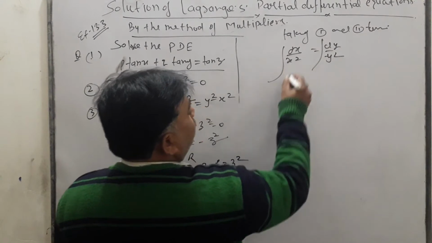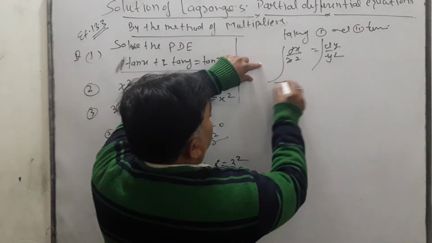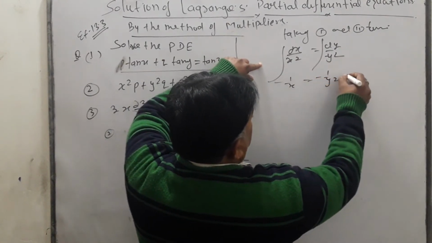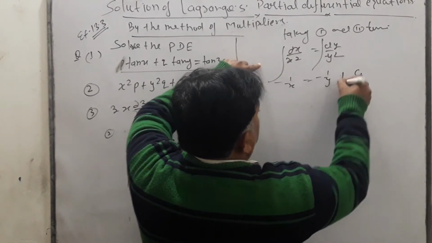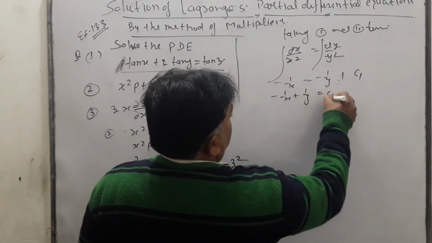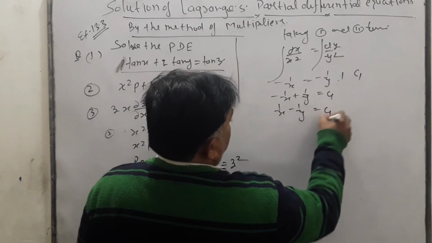On integrating both sides, the integration of 1 upon x square is minus 1 by x, equal to minus 1 by y plus c1. So minus 1 by x plus 1 by y equals c1, and 1 by x minus 1 by y equals c1.